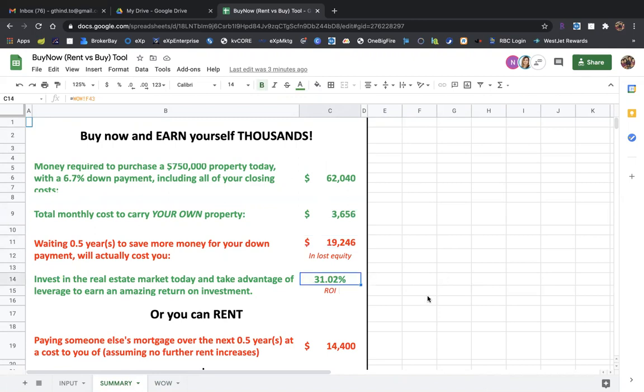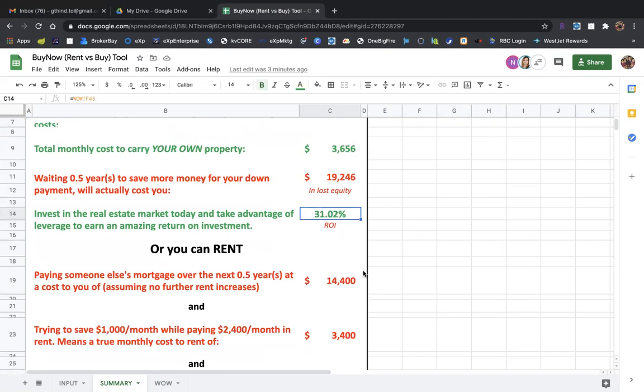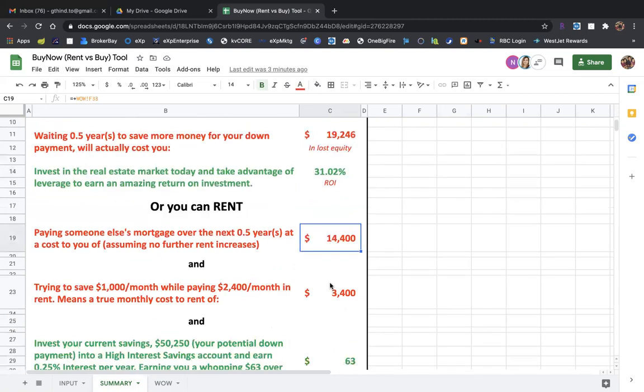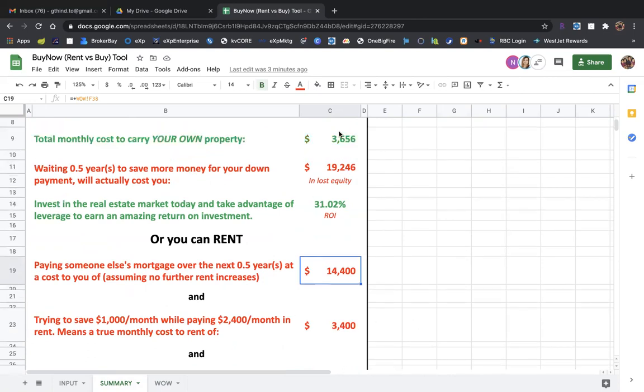Getting in today, you're getting a 31% return. Where do you get a 31% return anywhere in this world? Or Jojo, you could choose to rent. You're going to pay in 6 months another 14,000 to some landlord who's going to use that to pay down his own mortgage. You're paying 2,400 a month to rent plus $1,000 a month you're saving that you say you need to top up for that 6 months. You're really paying 3,400 versus 36. You're not really saving that much money.